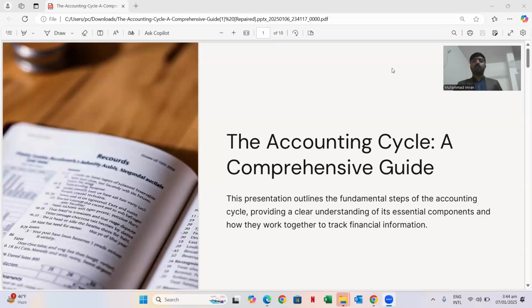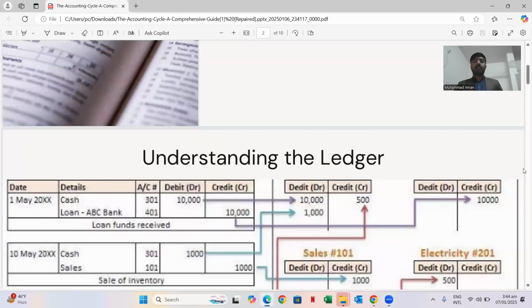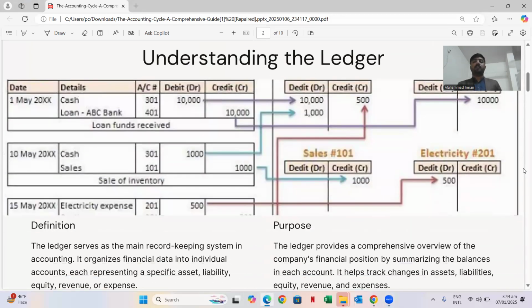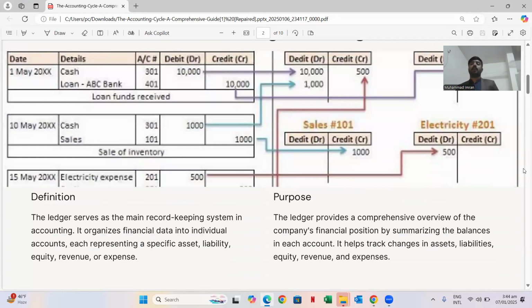First of all, we will understand the ledger. For that, we are going to define what the ledger is. A ledger is the record keeping system in accounting, as it organizes the financial data into individual accounts, and each account represents a specific asset, liability, equity, revenue, or expense.